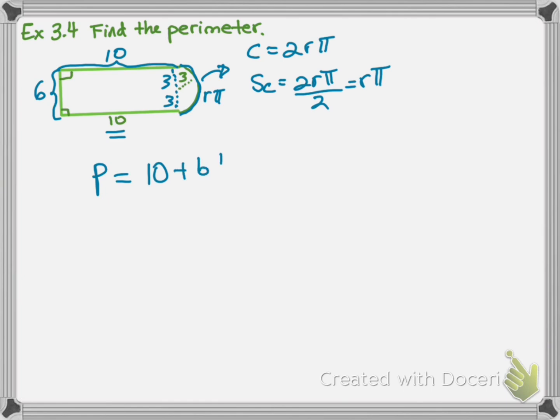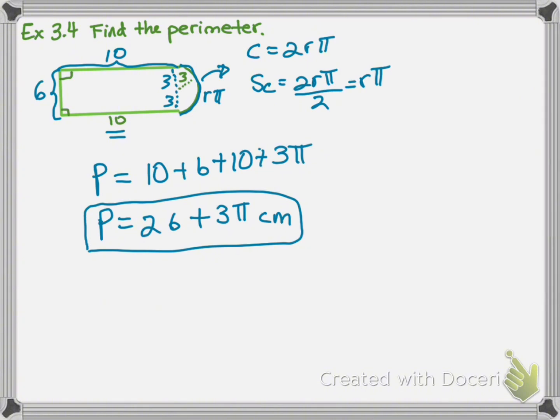So now if we want to find the perimeter, it's just going to be adding in order so we don't forget anything. 10 plus 6 plus 10 plus 3, which is the radius, pi. And if we add that, that's going to be 26 plus 3 pi. And again, we can leave it like that because this is the exact answer. Let's say it's centimeters, so we just put centimeters there. You could also multiply 3 times 3.14 and you would get 9.42. So the approximate answer would be 26 plus 9.42, which equals 35.42.